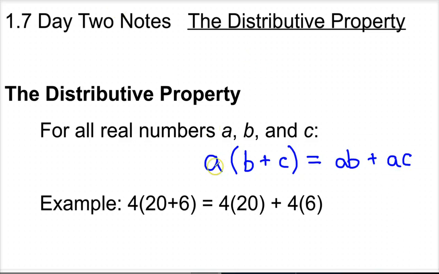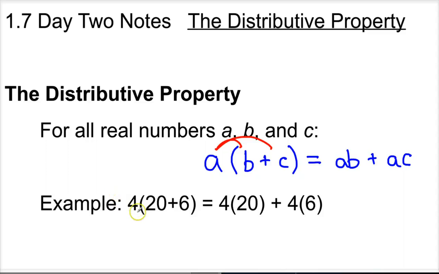It says that a number times the sum of two other numbers is equal to the sum of the product of the first number and the second number and the first number and the third number. Now let me put that in English by giving you an example with some actual numbers.